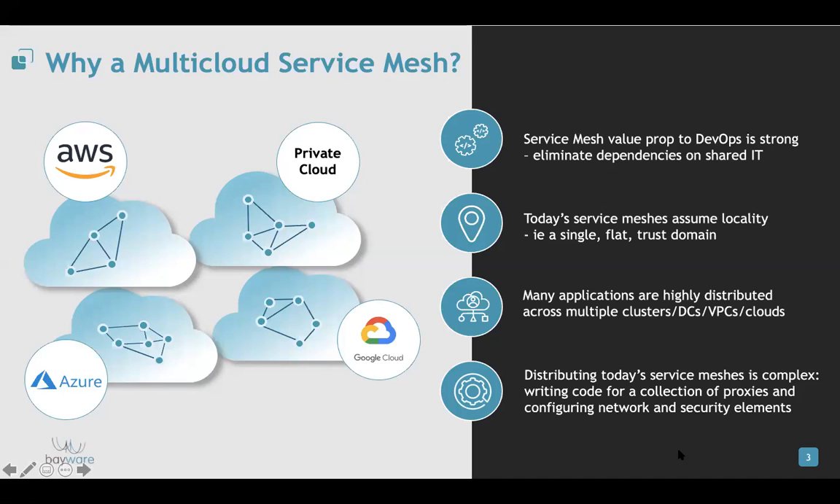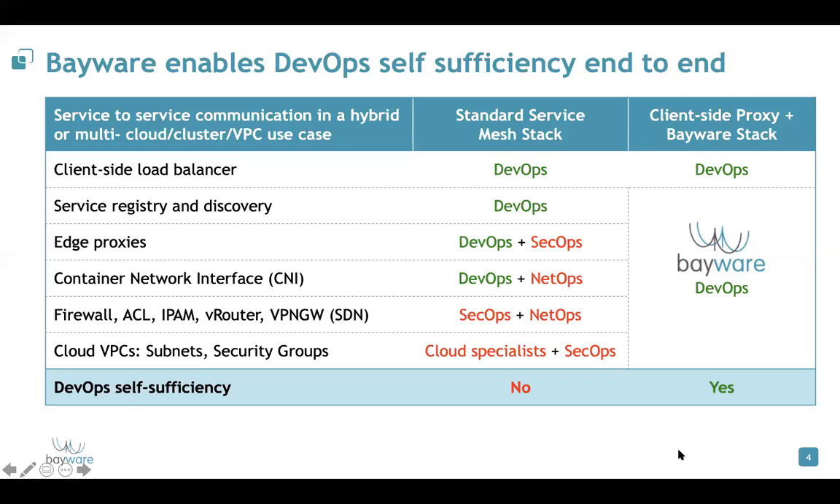However, today's service meshes assume locality, that is a single flat trust domain, whereas many applications are highly distributed across multiple clusters, data centers, or clouds. And distributing today's service meshes is complex. It requires writing code for a collection of proxies and configuring multiple network and security elements, which we show here.